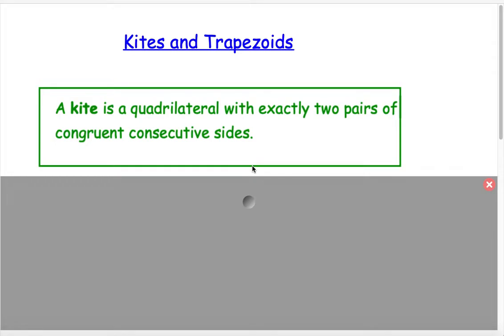There's two other special quadrilaterals that we need to talk about, and those would be the kites and the trapezoids. These are not parallelograms, so they don't fall under the parallelogram umbrella. Let's start with a kite.